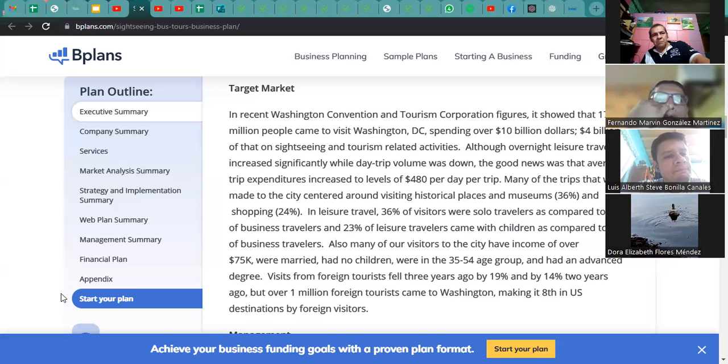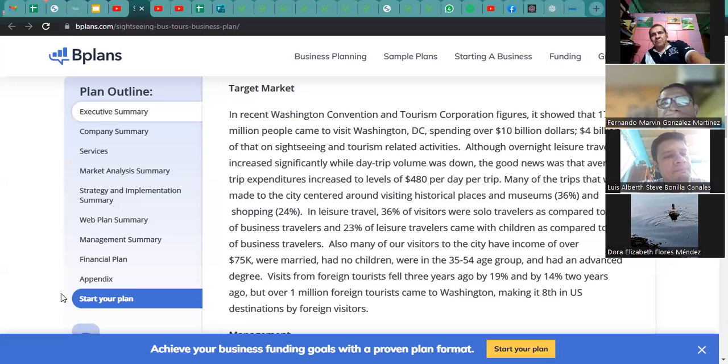But it's very interesting. Imagine, for example, it says that $75,000 was spent by a married couple with no children. I mean, that is good. And the ages were from 35 to 54. So that is a very wide range, right? Any person can go there. And foreign tourists fell 19% three years ago and 14% two years ago. So foreign visitors are falling, but it is still growing for other people there.